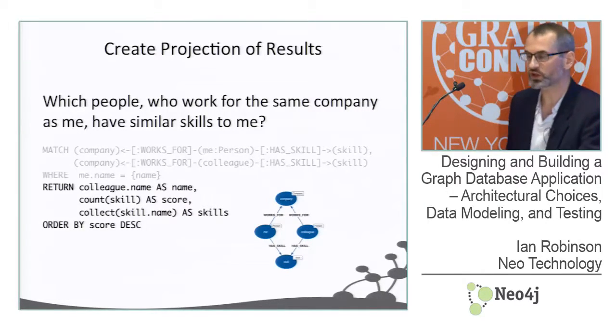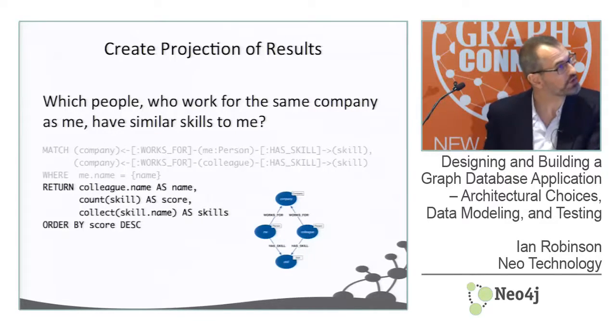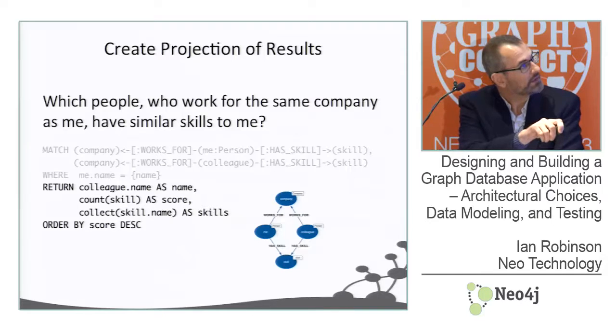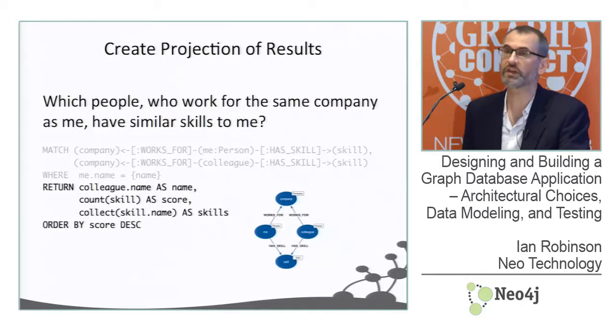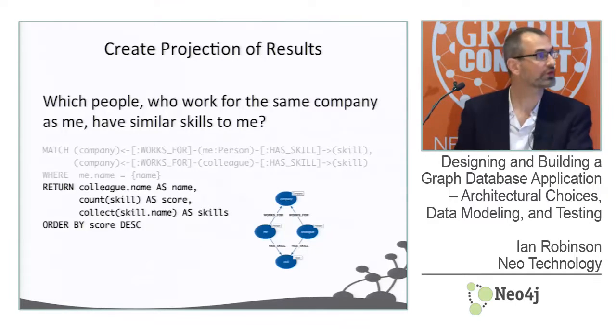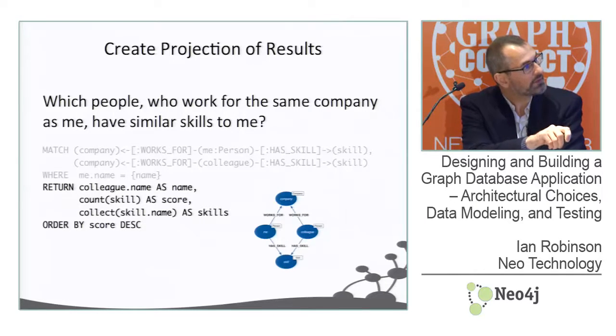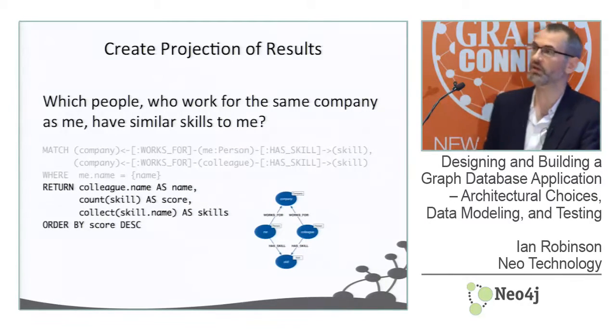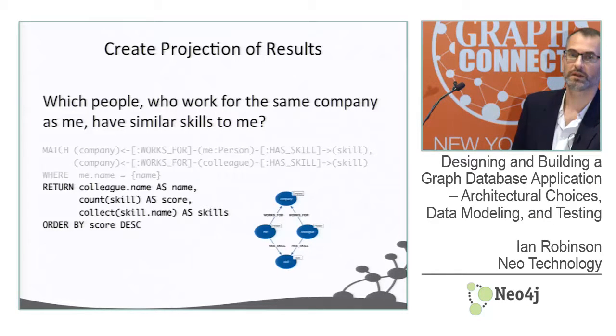So I could choose to actually return all the nodes and the relationships that we find, but in fact what I've chosen to do here is for every colleague that we find, I'm taking their name property and aliasing it as name. So I'm creating a kind of tabular structure here. Then I'm counting all of the skills that that particular person has in common with me. So remember, some of these people may have more than one skill in common with me, so we'll actually have multiple matches on behalf of that person.